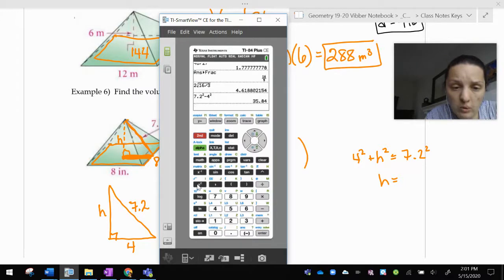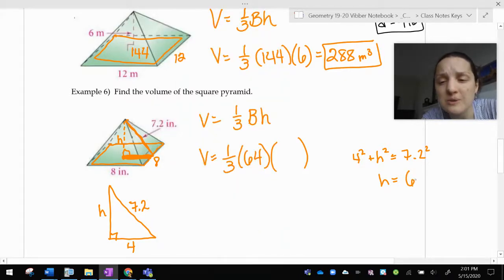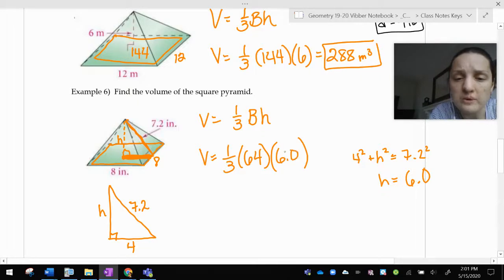And if I square root that, what kind of number am I going to get? I don't know if it's going to be nice or not. It is not. 5.986. Let's round to the nearest tenth again. And if I round that to the nearest tenth, it's going to be 6.0. So my height is 6.0, which makes my volume 1/3 of 6 is 2. 2 times 64 is 128 cubic inches.